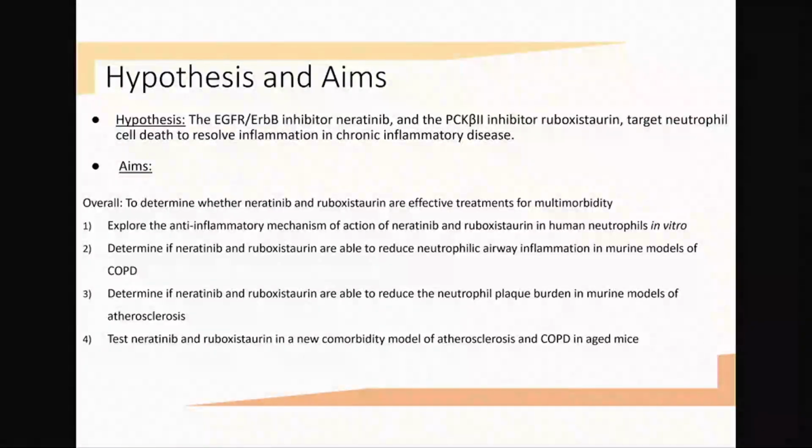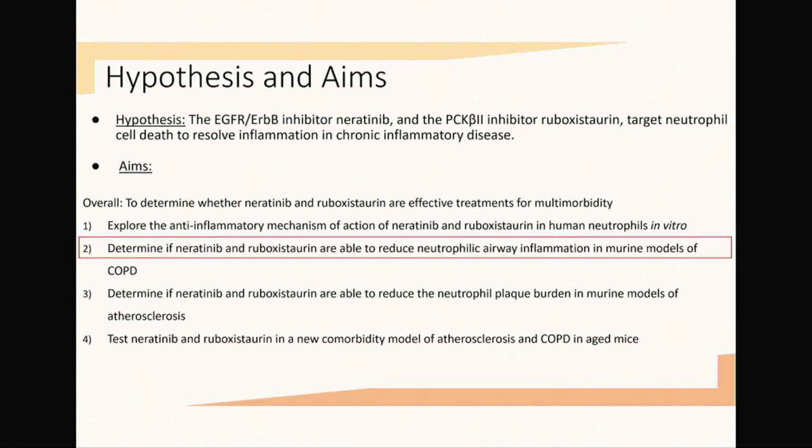That brings me to the hypothesis for my project, which is that the EGFR/ERB inhibitor Neratinib and the protein kinase C beta-2 inhibitor Ruboxistaurin are able to target neutrophil cell death in order to resolve chronic inflammation. To test this, I have an overall aim, which is to determine whether Neratinib and Ruboxistaurin are effective treatments for multimorbidity. And I've split that into four sub-aims. Today, I'm just going to be talking about the first one, which is to explore the anti-inflammatory mechanism of action of Neratinib and Ruboxistaurin in healthy human neutrophils in vitro.